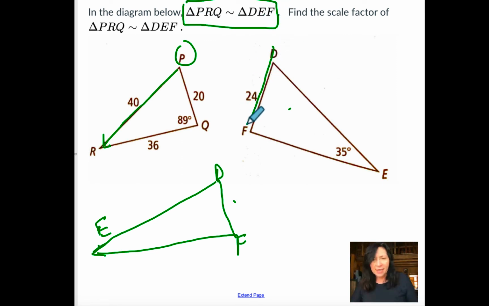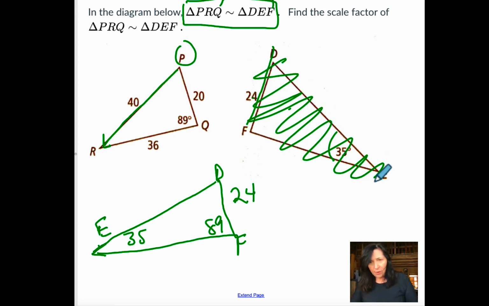We know DF is 24, so that goes here. We know angle E is 35, so that goes here, which means that F should be congruent to Q, and so those are 89, etc. All right, so I am done with this triangle. Or I'm going to cross that out because I'm not going to reference that anymore.